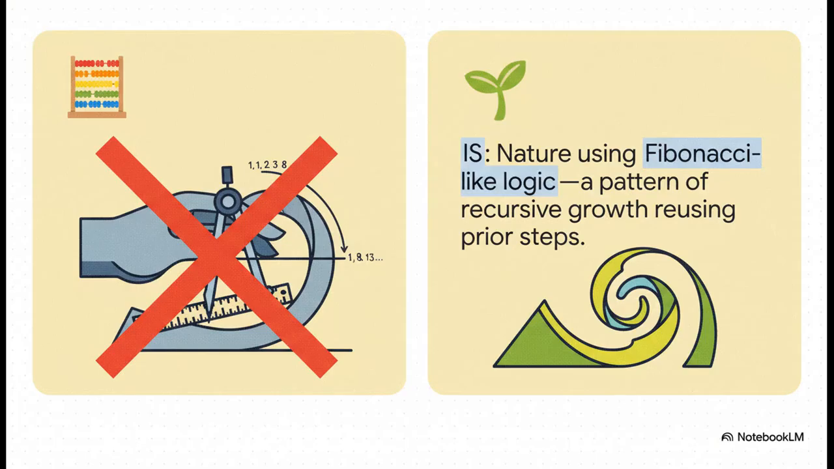The answer is a hard no, and this slide is so important. Nature is not sitting there with a calculator. It is not following the Fibonacci sequence like a template. What it is doing is using the same type of logic, that pattern of recursive growth, where you build the next step from the ones that came before. The pattern we see is an emergent consequence of that simple rule. It's a side effect, not the goal.